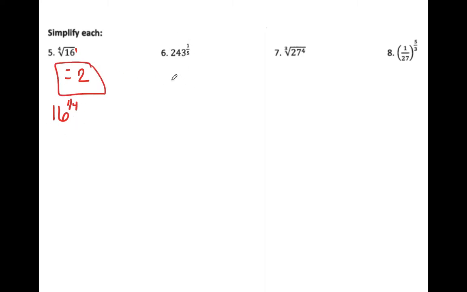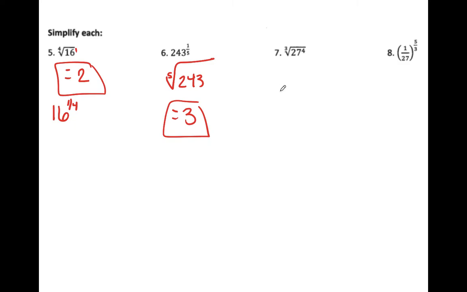This one, again, you can write it like this if you want, 5th root of 243, and use your calculator, or you can use your calculator exactly what it says. 243 raised to the 1/5 is 3. So either way, your answer should be 3. There's lots of ways to get that answer.